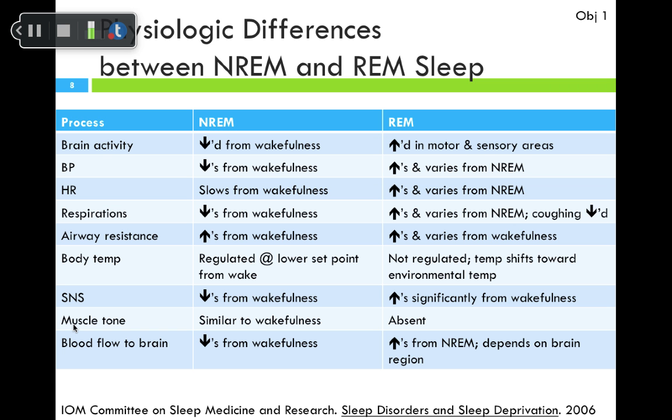For example, brain activity is decreased from wakefulness in non-REM sleep. In REM sleep, you actually see an increase in brain activity, specifically in motor and sensory areas. And as we've already stated on a previous slide, muscle tone in non-REM sleep might be similar to wakefulness, maybe a little bit decreased, whereas in REM sleep you have paralysis, and so you have absolutely no muscle tone at all.